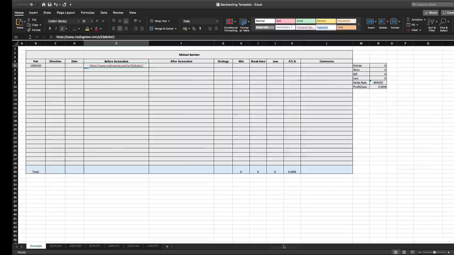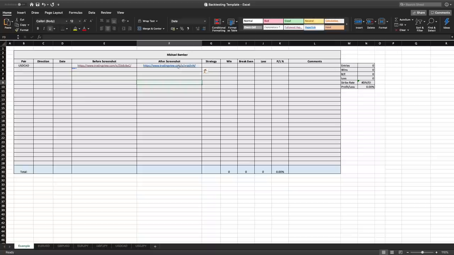And then again, you have before, after, direction, it was short. The date was the 28th of the 12th, 2016. Strategy was the Falcon style strategy of risk entry. Was it a win, break even, or a loss? It was a win in this situation.